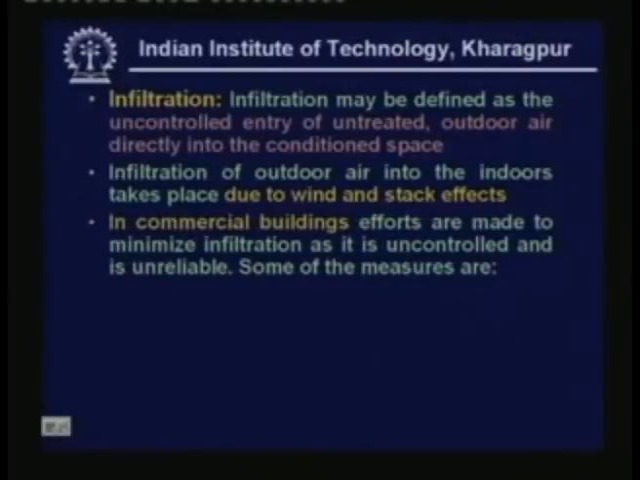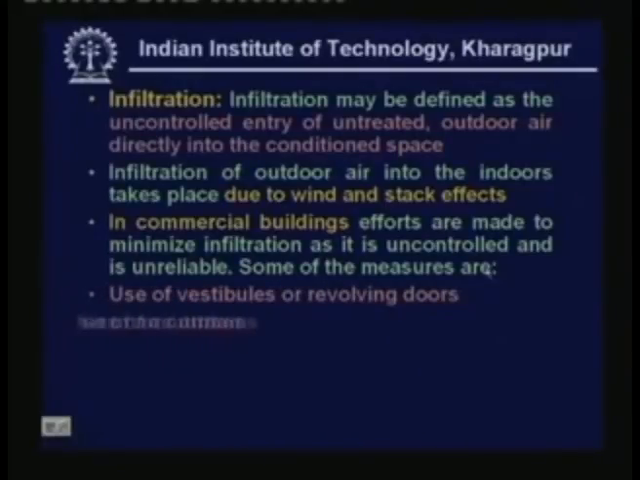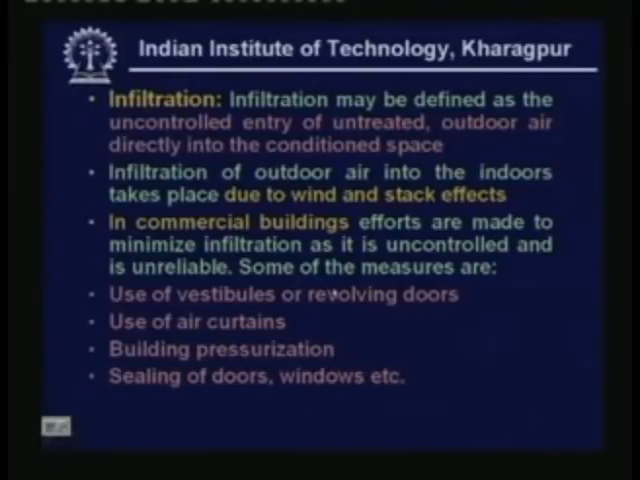In commercial buildings, even though infiltration supplies outdoor air, efforts are made to minimize infiltration because it is uncontrolled and unreliable. You cannot make any design depending upon infiltration because it depends upon unreliable factors such as wind and stack. So generally it is reduced. What are the measures to reduce this? These measures, as you know very well, are the use of vestibules or revolving doors, use of air curtains, and building pressurization. If you pressurize the building and the inside pressure is higher than the outside pressure, no outdoor air can enter. You can also use proper sealing of doors, windows, etc. Thereby you can reduce the infiltration loads.